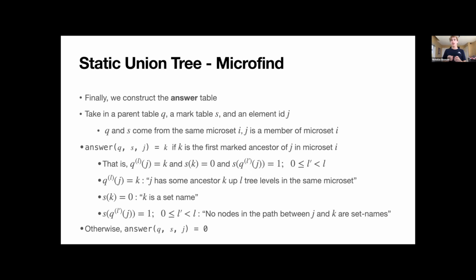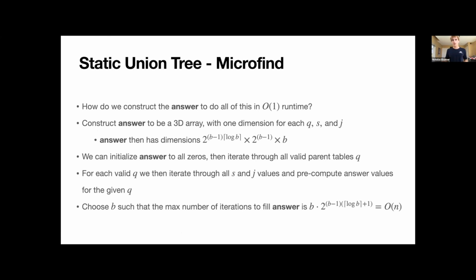such that when we look at the mark table, the k has a set name of 0. And then basically at each step before we found that k value, the mark table always had a value of 1. And if we can't find a k like that, then the answer is 0. And so then we construct the answer table to do all this in O(1) runtime by making it basically a 3D array, a giant lookup table.